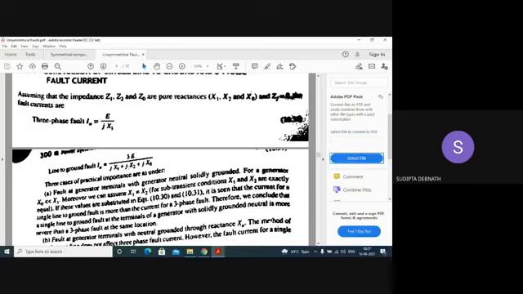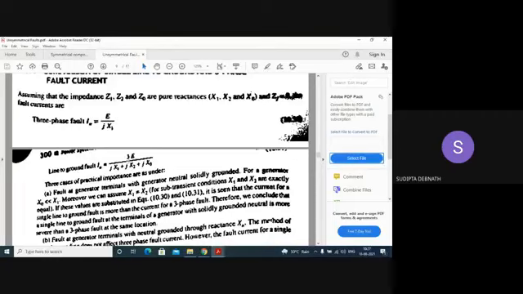And what is 3 by 2? 3 by 2 is 1.5. So what is the single line to ground fault? It is 1.5 E by jX1. So here you can see it is E by jX1, and here it is becoming 1.5 E by jX1. So can you find out that it is 1.5 times greater than the three-phase fault? But under what condition? When the neutral is solidly grounded.